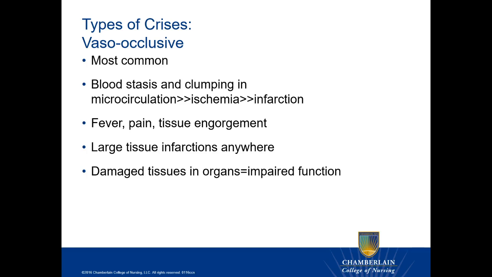So vaso-occlusive crisis, those are the most common. Think about it. I mean, that's what happens in a crisis. Blood stasis, because of this clogging. They clump in microcirculation, which leads to ischemia, which leads to infarction, which leads to pain, tissue engorgement. Tissue anywhere can be infected. Damage happens to tissues and organs, especially with repeated insult. Any place blood goes, there can be a vaso-occlusive crisis, which is anywhere, right?